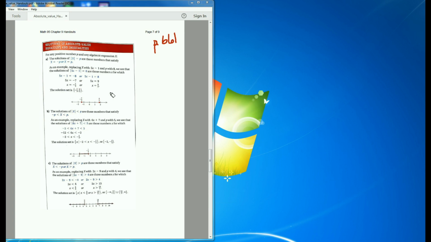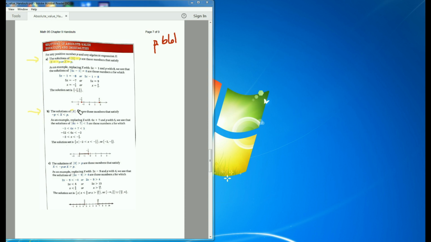Okay. So this first part here, A, is what we already looked at, solving an equation. If you've got absolute value of some stuff equals a number, then the solutions are either the stuff equals the opposite of the number or the stuff equals the number. Okay, and they give you an example here, so you can go ahead and run through that. All right, so here's the new stuff we're talking about now, the inequalities.